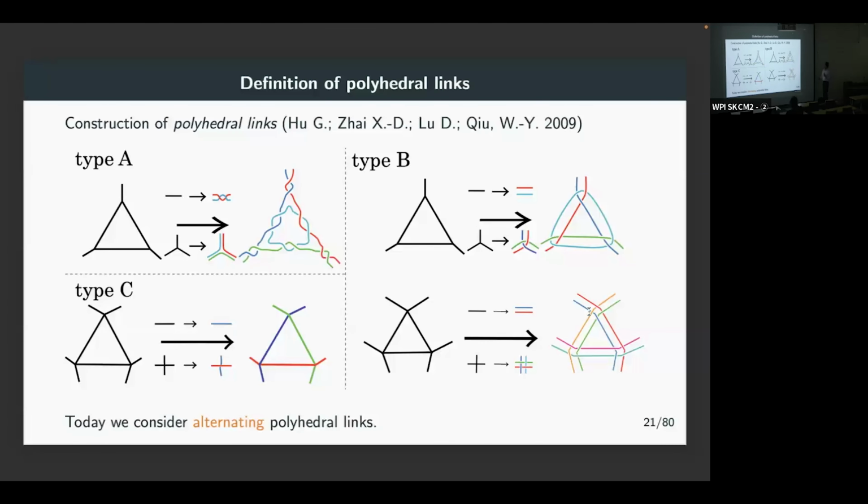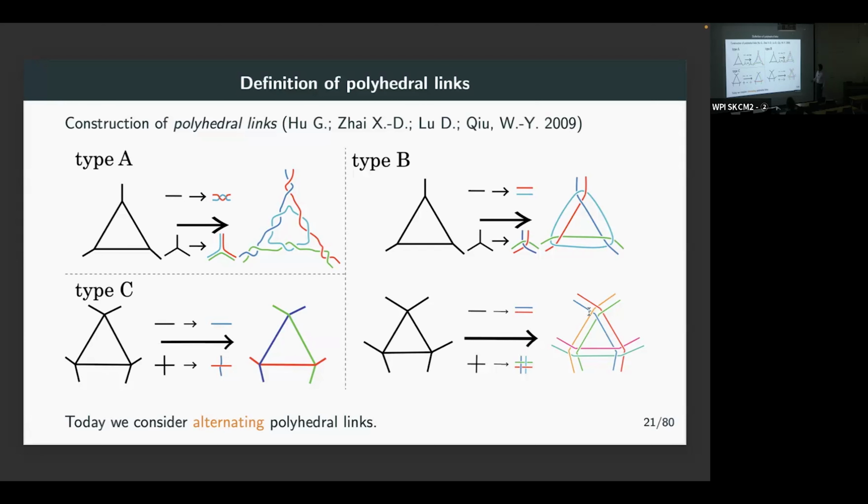A polyhedral link is made in this way. First, you prepare a polyhedron. This is just a part of the polyhedron. If you consider the tetrahedron or the dodecahedron or icosahedron, then you have some faces. In this case, you have a triangle, and this is an edge. At each edge and vertex, you change the part as in this picture. In a type A polyhedral link, for each edge, you put two crossings. So here, this edge will change into two crossings.